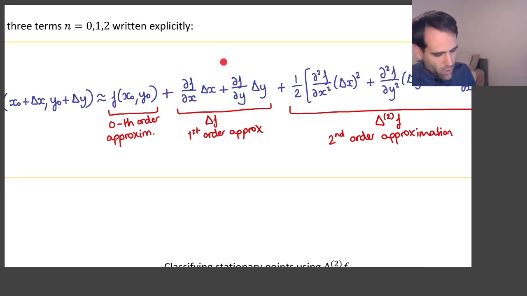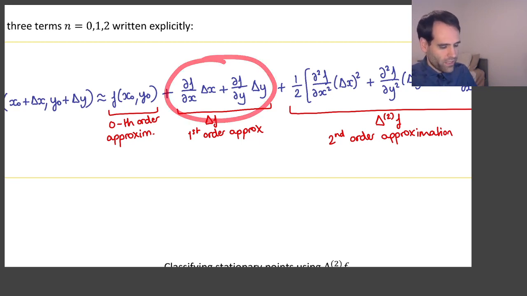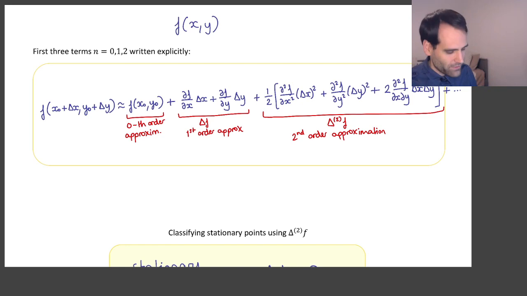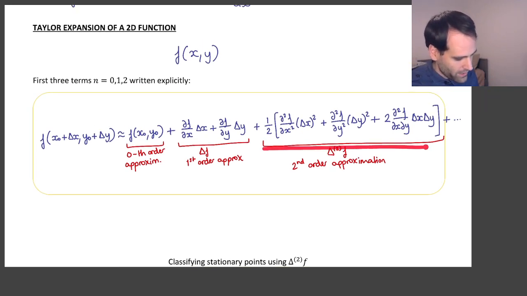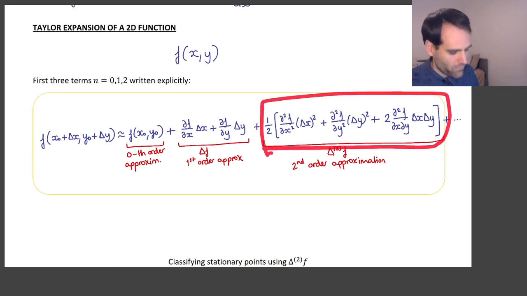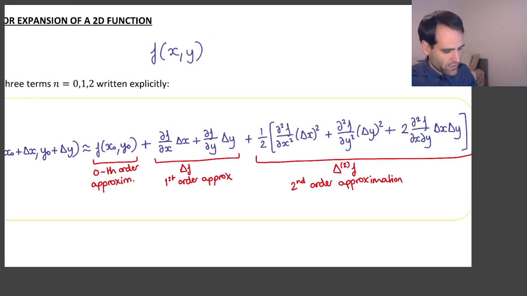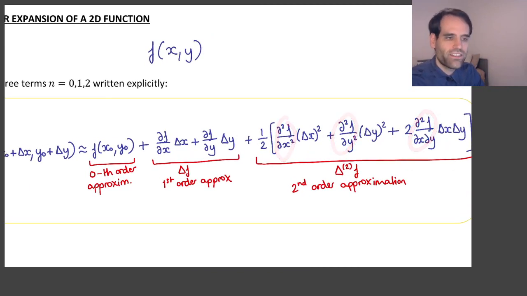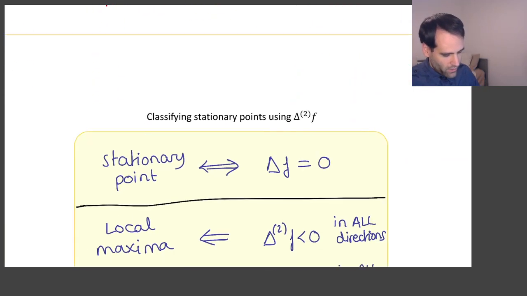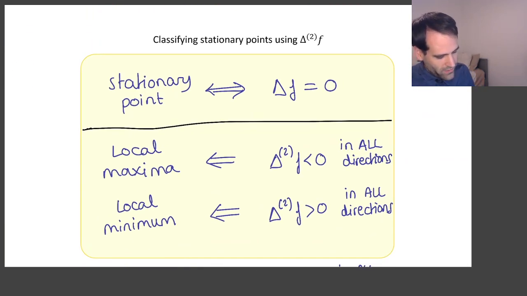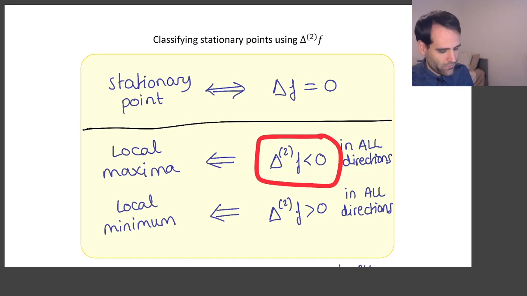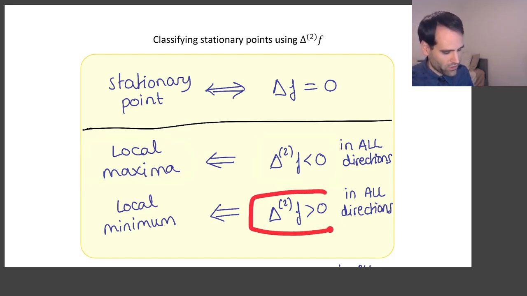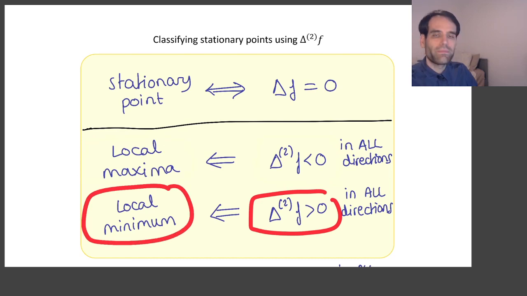So that's in order to know where the points are. But another question is how to classify the points. And a way of classifying the points is by looking at the second order term in the Taylor expansion. This term includes the second order partial derivatives. So, for example, if this second order term is negative, we know this is a local maxima, and if this second order term is positive, then we know we're in a local minimum.